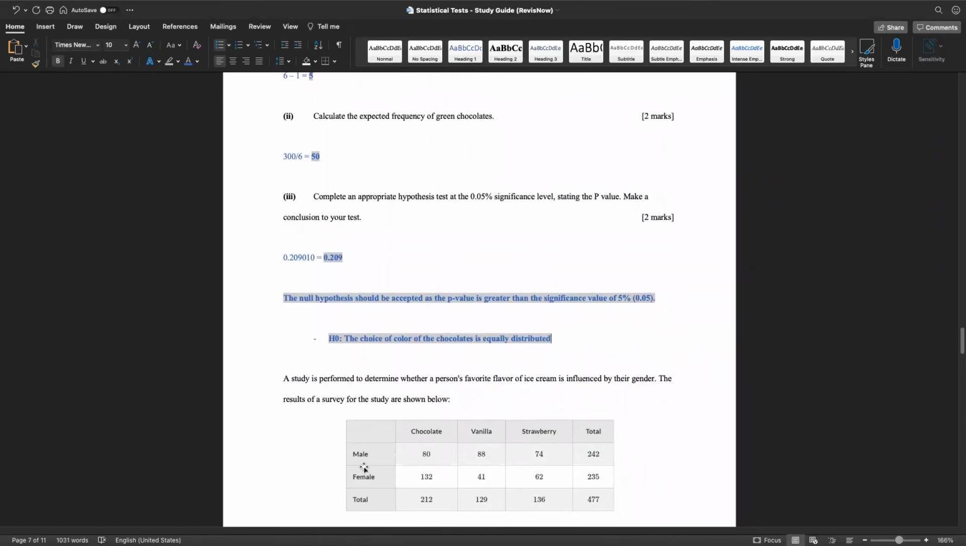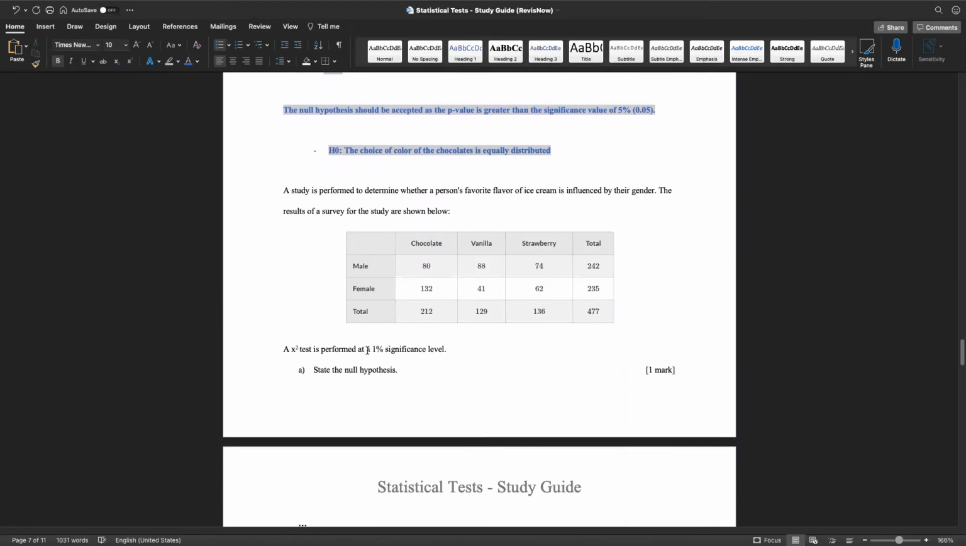Okay. Next. A study is performed to determine whether a person's favorite color of ice cream is influenced by their gender. The results of a survey for the study are shown below.